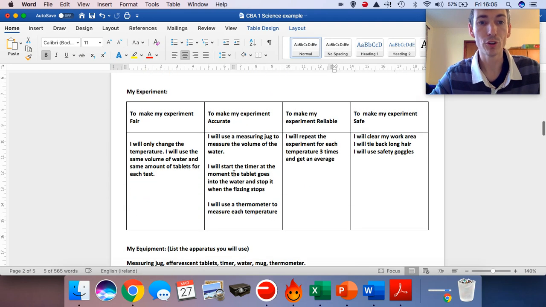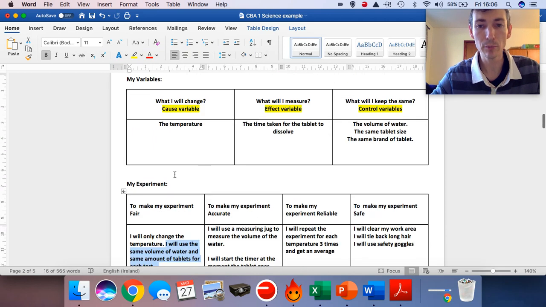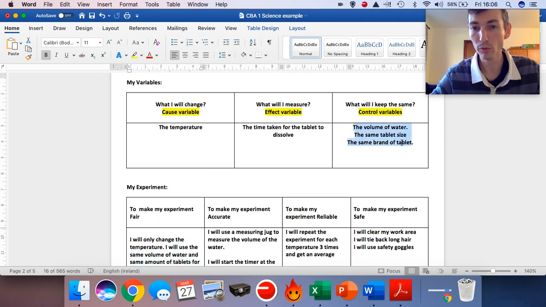Now, your experiment. Again, a lot of people were getting confused on what is expected here to fill out this table. To make your experiment fair, you are only going to change one thing, and that is the temperature. I will use the same volume of water in every case, the same amount of tablets. So really I'm repeating what's in my control variable box here. That's how I'm making it fair.